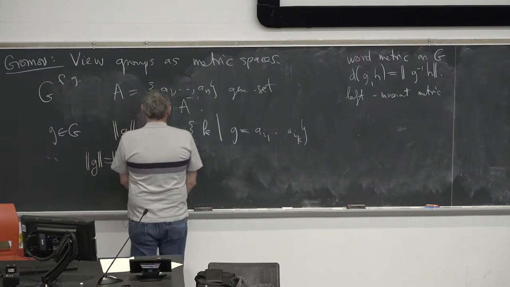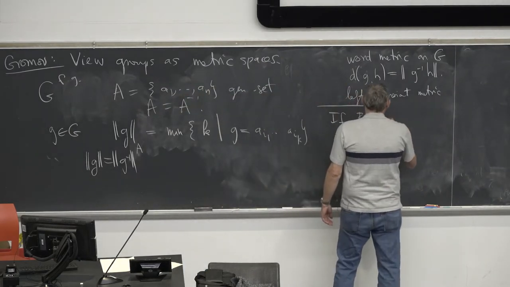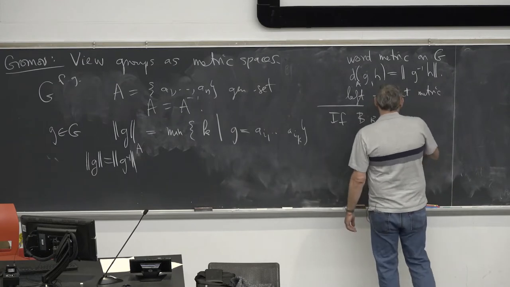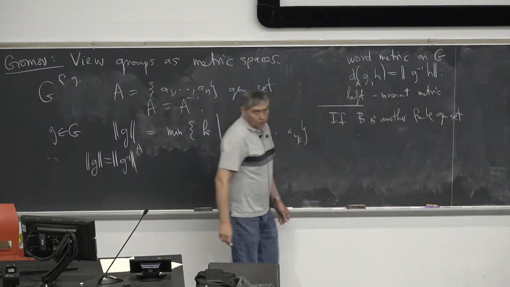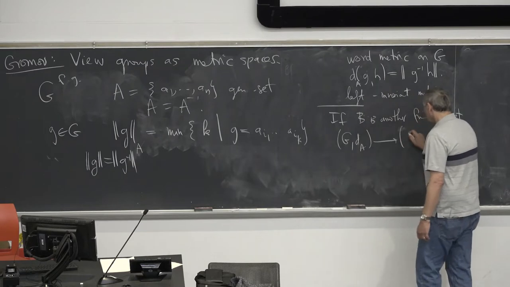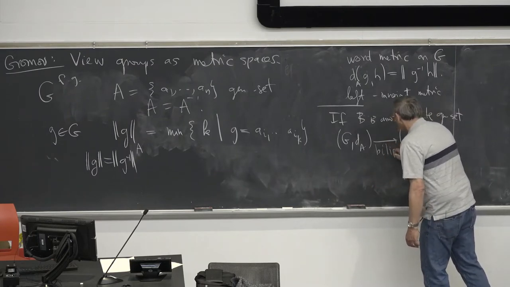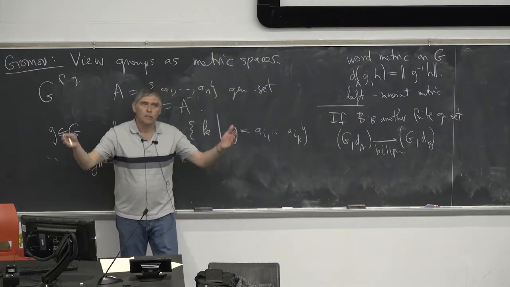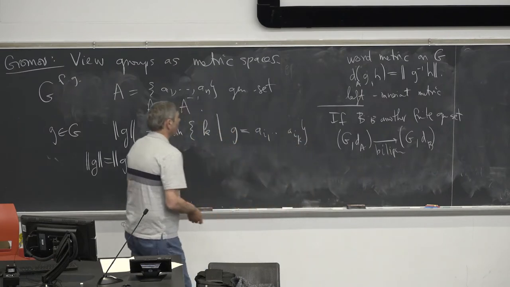Now the question is, what happens if I pick a different generating set? I'll put d sub A here temporarily, because this distance depends on A. If B is another finite generating set, then I have two different metrics, and I can look at the identity map from one metric to the other. It's pretty easy to see that this map is bi-Lipschitz. It's only a bijection, but it's bi-Lipschitz. I can represent each of these a_i in terms of the B generators, and if the longest one has length 15 or something, then this map is going to be 15-Lipschitz. And likewise going the other way.